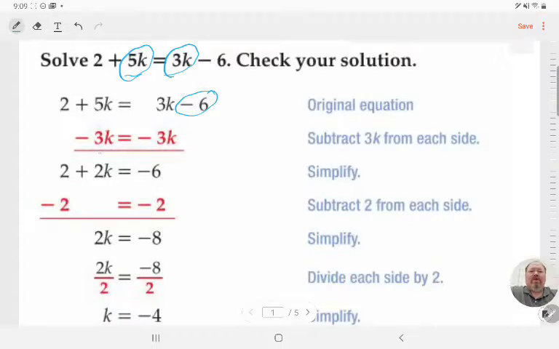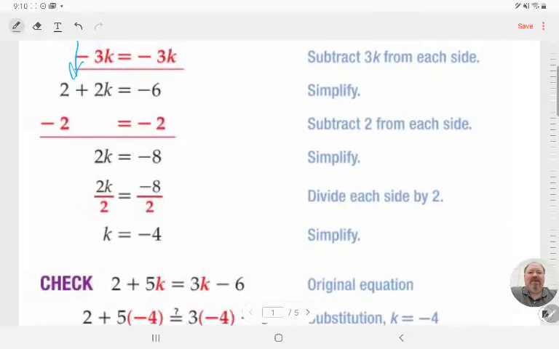Remember, when you are subtracting like terms, the variable comes down and the coefficient gets subtracted. So 5 minus 3 is 2. And then the rest of the problem comes down as well. So we have 2 plus 2k equals negative 6. Now we just solve it like we've been solving the equations. Subtract 2 from both sides gives me 2k equals negative 8. Then I divide by 2 on both sides, and I get k equals negative 4.